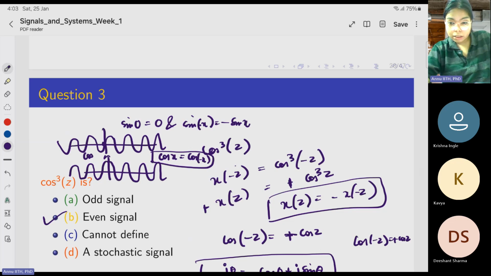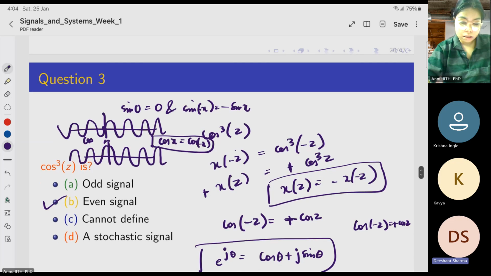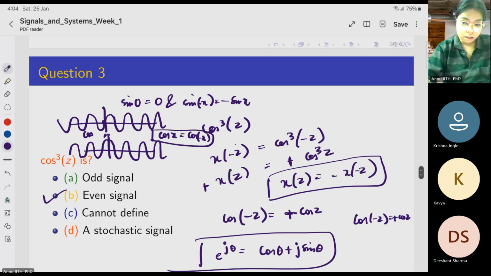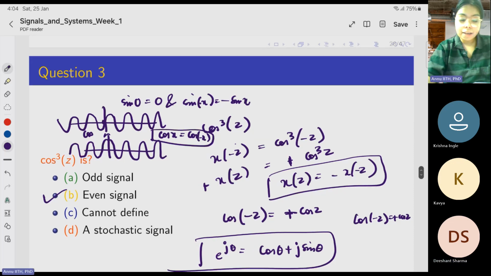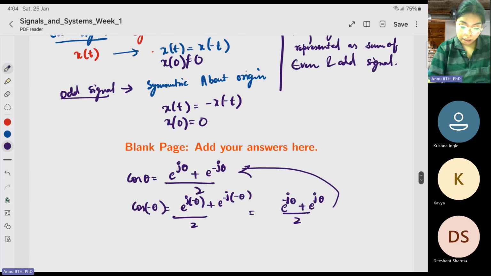Any doubt, Dishan? But as far as I remember, cos minus x should be minus cos x. So you may have doubt, but you can clarify later also. You can simply see the formula. Cos is always an even signal.